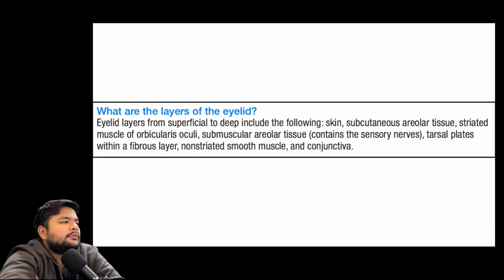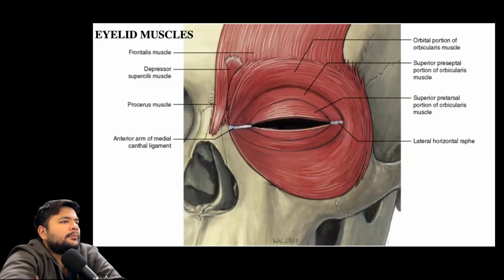So, what are the layers of the eyelid? Eyelid layers from superficial to deep include the following: skin, subcutaneous areolar tissue, striated muscle of orbicularis oculi, then submuscular areolar tissue which contains the sensory nerves, tarsal plates with a fibrous layer, non-striated smooth muscle, and the conjunctiva.